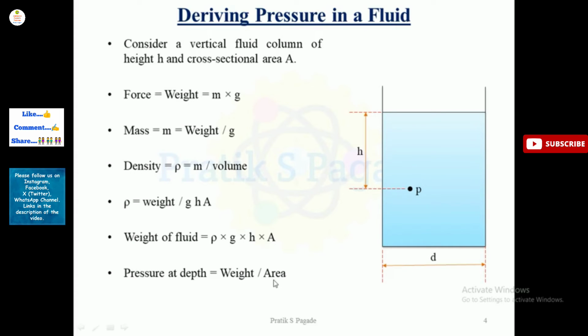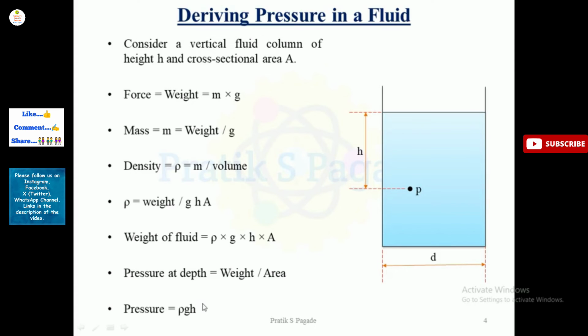So now let's further simplify it. We will put the value of weight in this pressure equation. From that we will get pressure is equal to rho GH, as area and area will get cancelled. Okay, so here pressure is equal to rho GH. This is the equation for pressure.